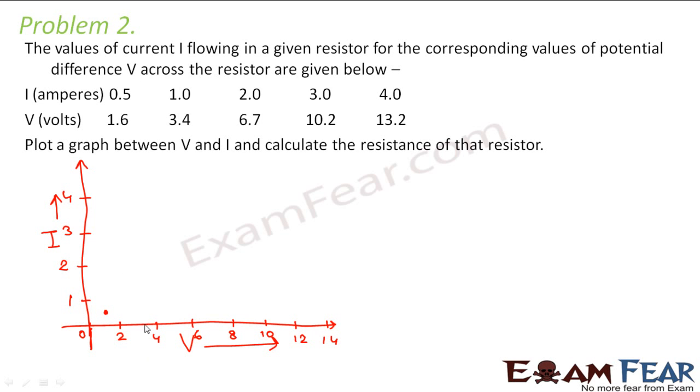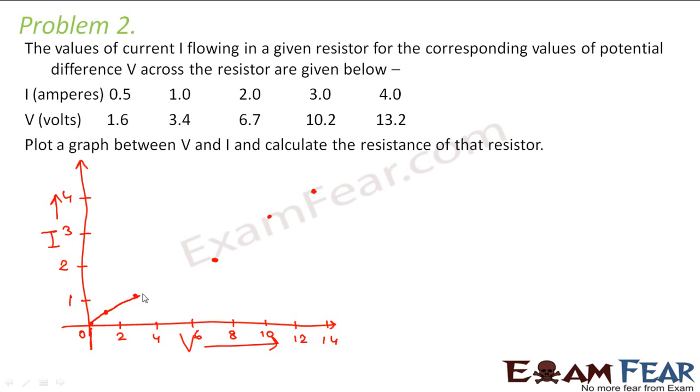The next one is 3.4 volts. So 3.4 would be somewhere here and current is 1 ampere somewhere here. Next is 6.7 volts. So 6.7 would be somewhere here and this current is 2 amperes. Again next is 10.2, that is somewhere here, and the current is 3 amperes. Then you have 13.2 and the value of current is 4 amperes.